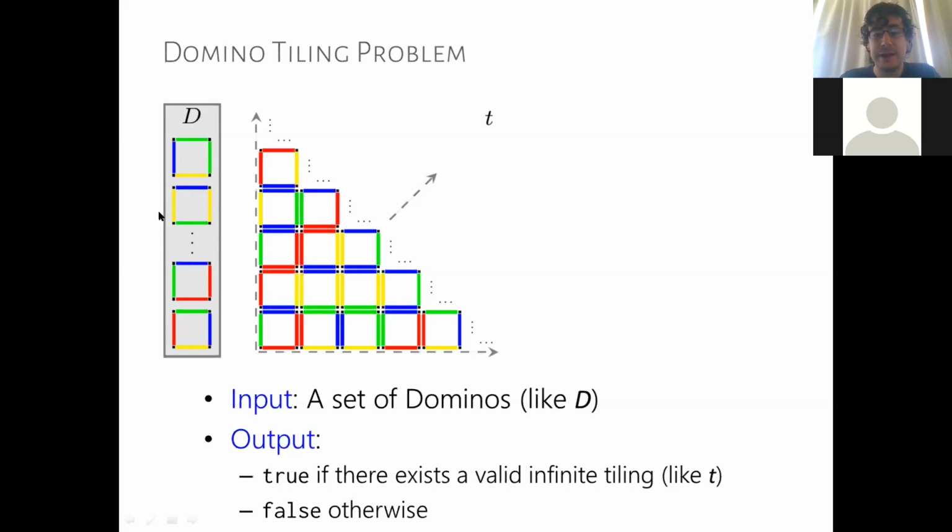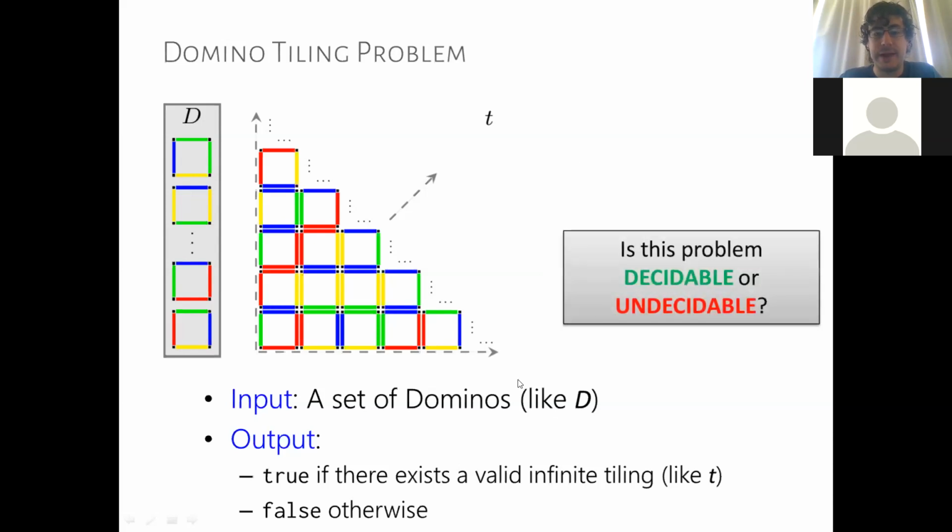So is this problem decidable or undecidable? It's in fact undecidable. So we can't have a program that will accept this set of dominoes and say whether or not it can tile the plane. How do we know that it's undecidable? How do we know that, no matter how excellent a programmer somebody is, they won't be able to create a program in Java or Python or whatever to solve this problem?